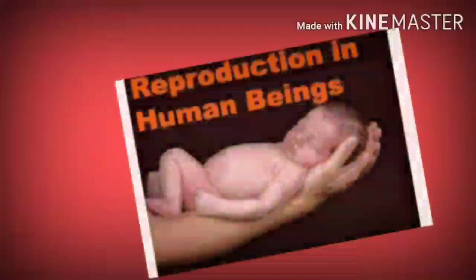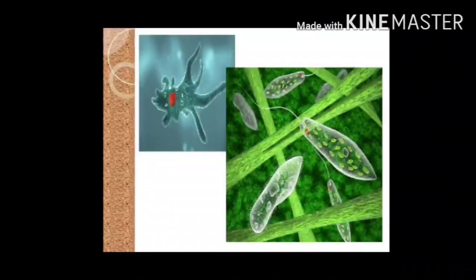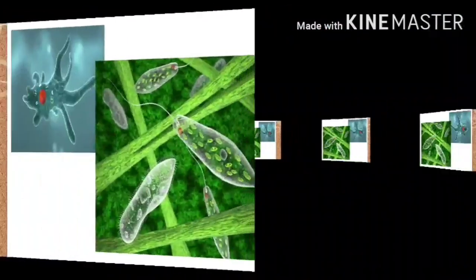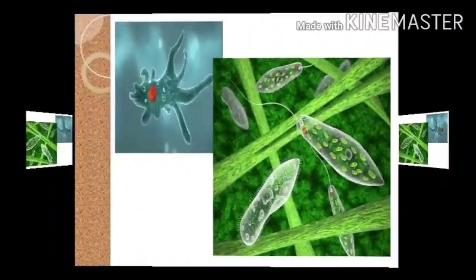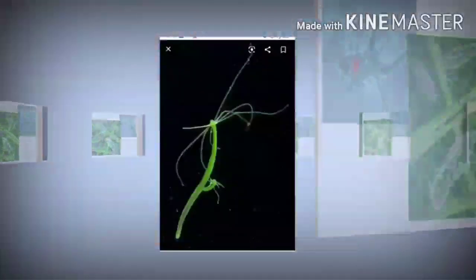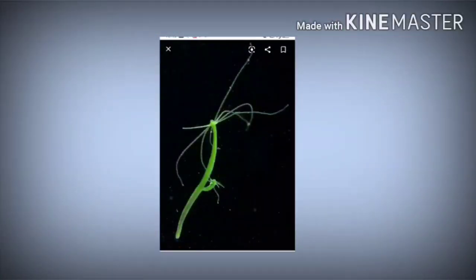as well as different organisms such as amoeba, planaria, paramecium. Which type of reproduction takes place in these organisms, that also we are going to see in detail in this lesson, as well as, for example, hydra, how that hydra reproduces, that also we are going to see in detail in this lesson.